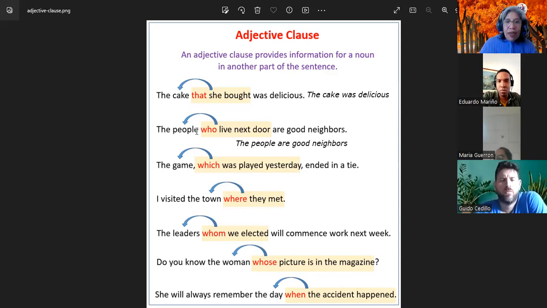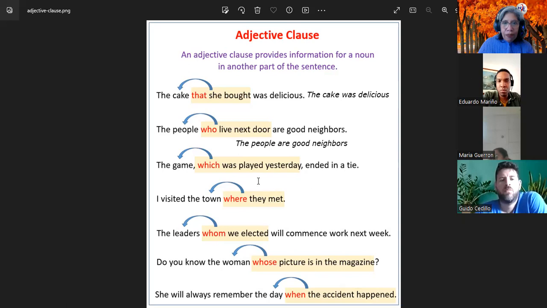But when I give the adjective clause, I understand. Okay, it's not the people opposite, it's not the people behind, it's not the people in all the neighborhood, but only the ones who live next door, al lado.